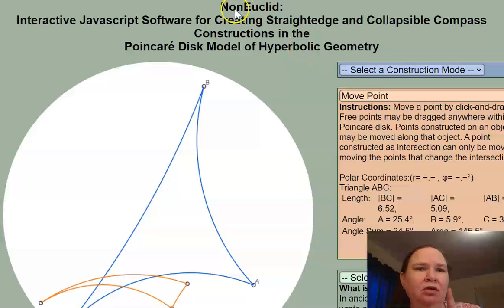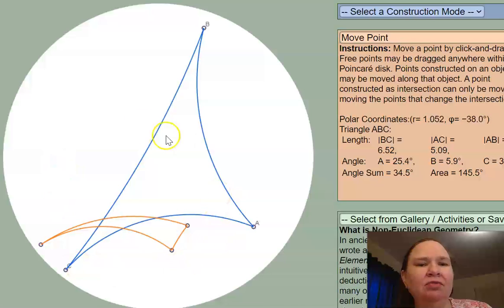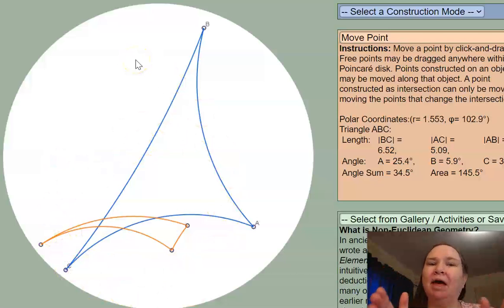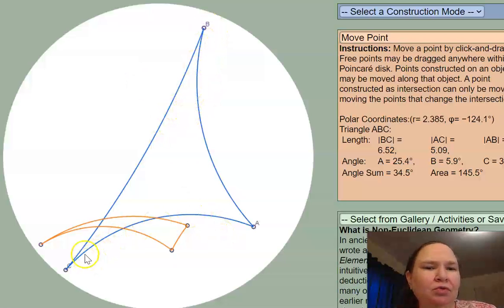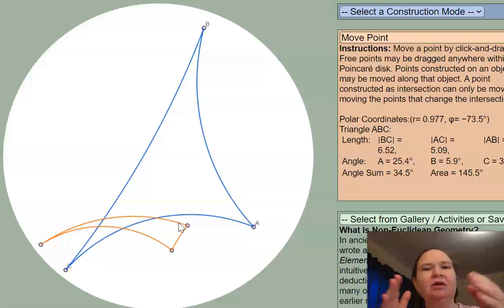So back to this page. This is the non-Euclid page, short for non-Euclidean geometry. And what we've got here is an interactive version of the Poincare disk map or model of the hyperbolic plane. All of these curves that you see here are hyperbolic straight segments. They are shortest paths according to the hyperbolic distance function. And that hyperbolic distance function, that's pretty complicated.